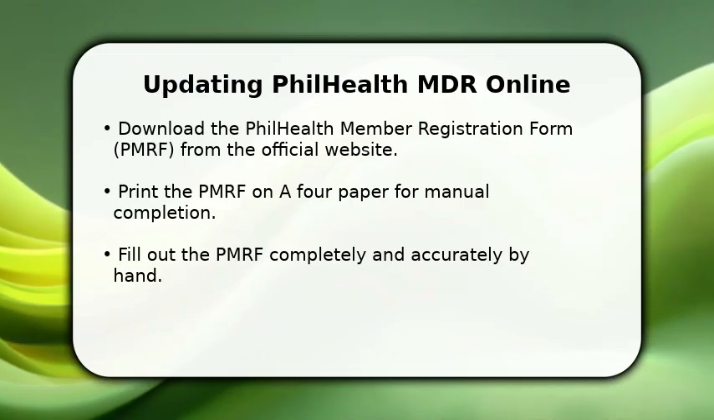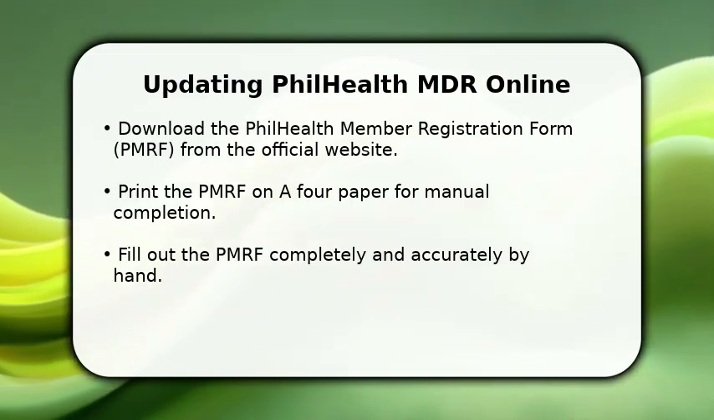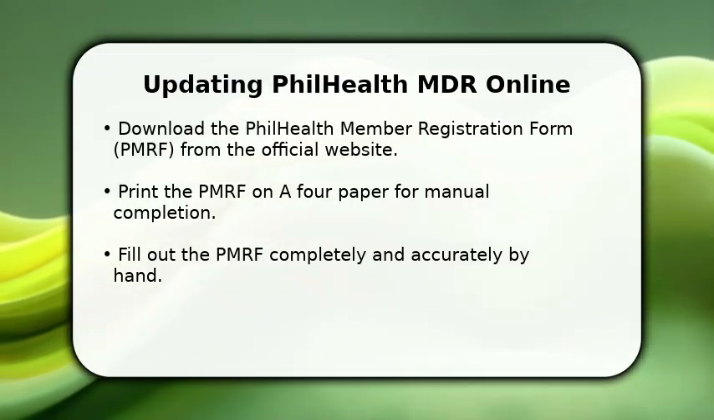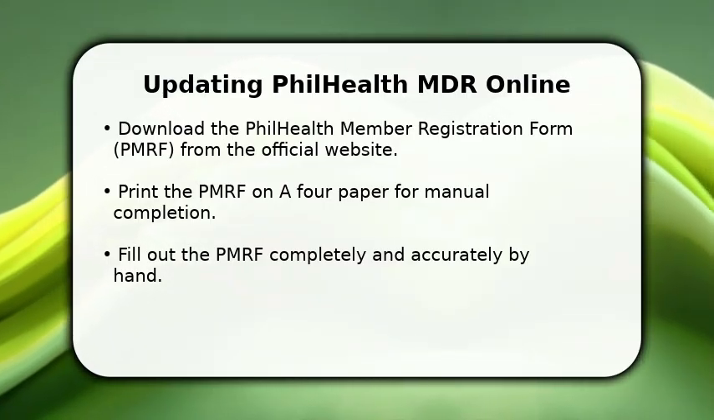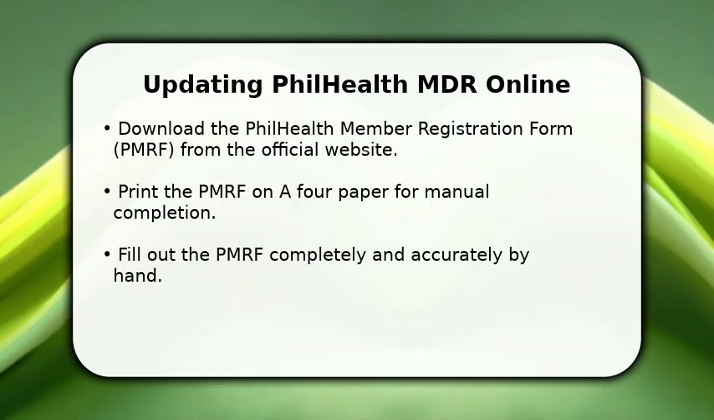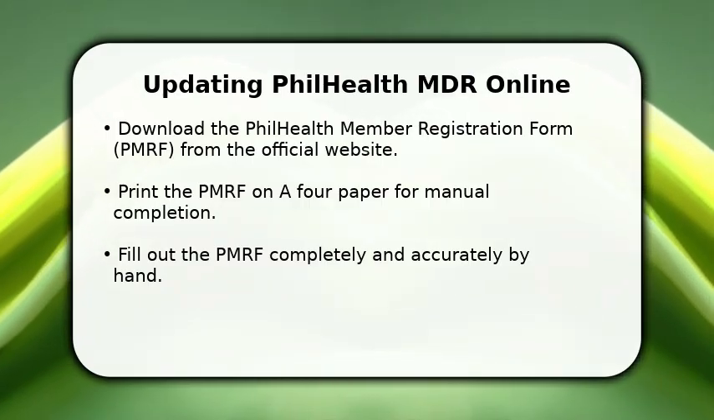Once downloaded, print this form on A4 paper. Carefully fill out all required sections by hand, ensuring all information is accurate and legible. This form is crucial for initiating any changes to your member data record.